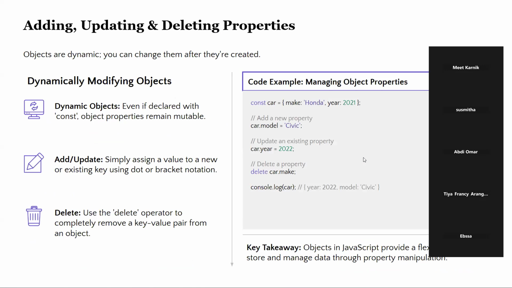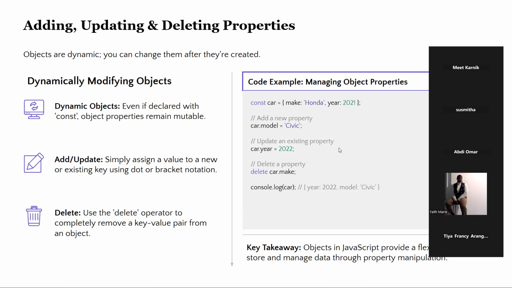Now that we've understood how we access those properties, let's take a closer look at the operations that we can do with it. That could be adding, updating, and deleting properties on an object.